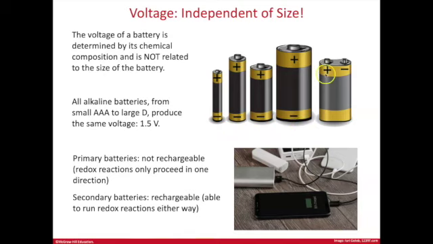So the 9-volt battery has different metals. A lead acid battery in a car has different metals, as well as rechargeable batteries. This is different batteries have different substances inside of them.